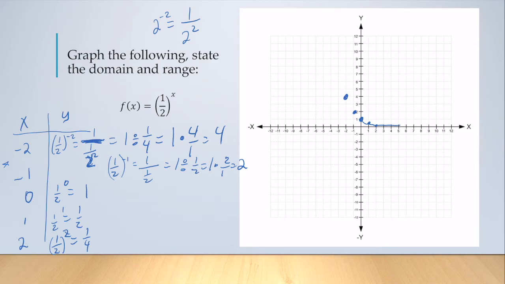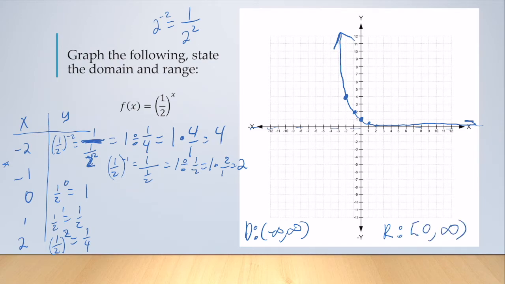And because my graph wasn't shifted vertically, my asymptote is still at x equals 0. So my domain is all real numbers, and my range is from 0 to infinity.